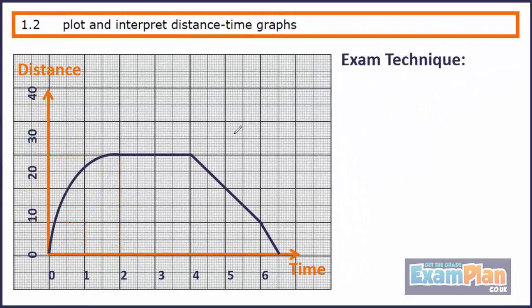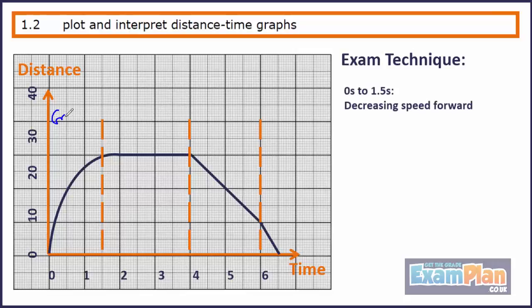Exam technique. When asked to describe the motion of an object in the exam, it is best to split the graph into sections. Then describe what each section tells us about the motion, and also, where possible, include values from the graph to support your answer.